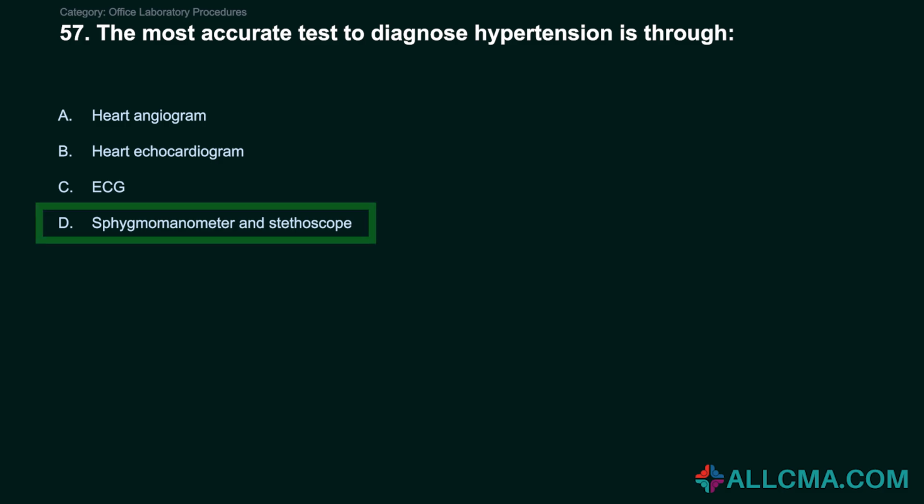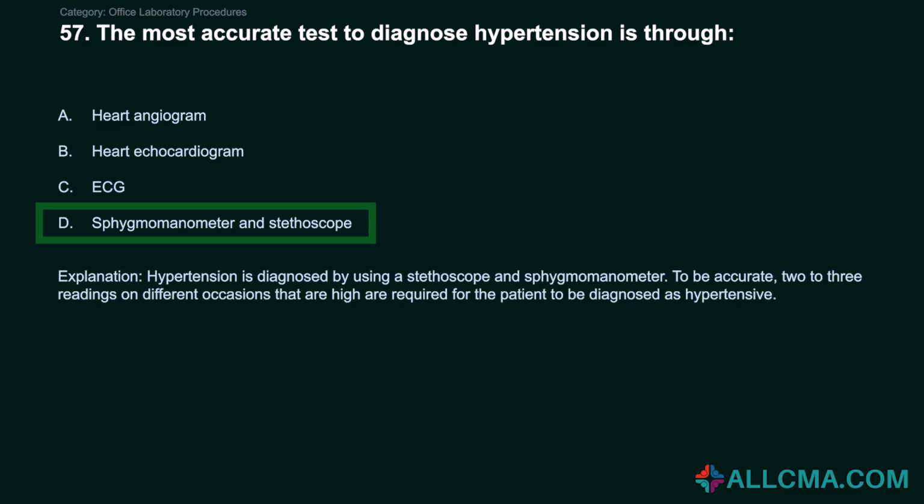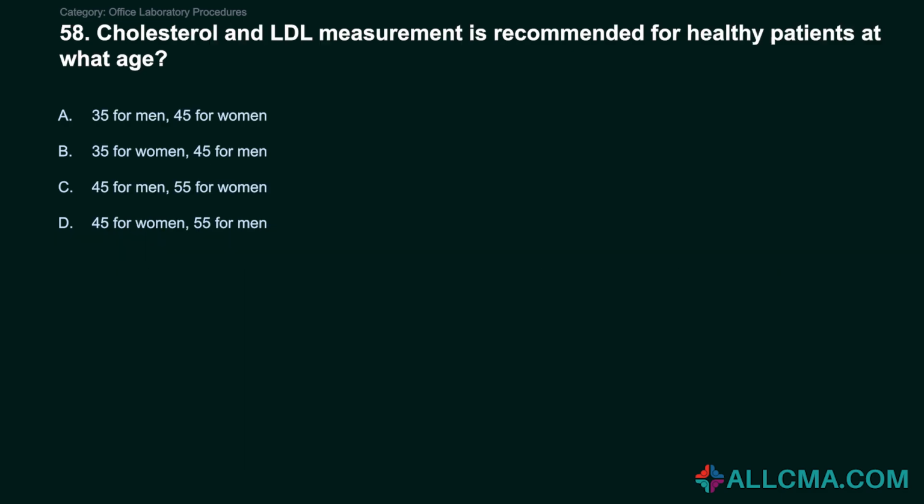Correct answer, D. Sphygmomanometer and stethoscope. Hypertension is diagnosed by using a stethoscope and sphygmomanometer. To be accurate, 2 to 3 readings on different occasions that are high are required for the patient to be diagnosed as hypertensive. 58. Cholesterol and LDL measurement is recommended for healthy patients at what age?